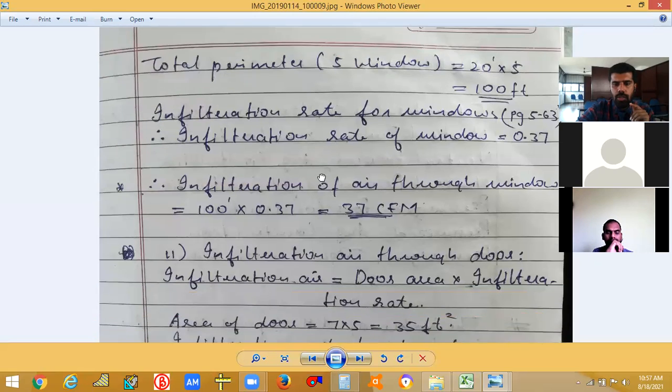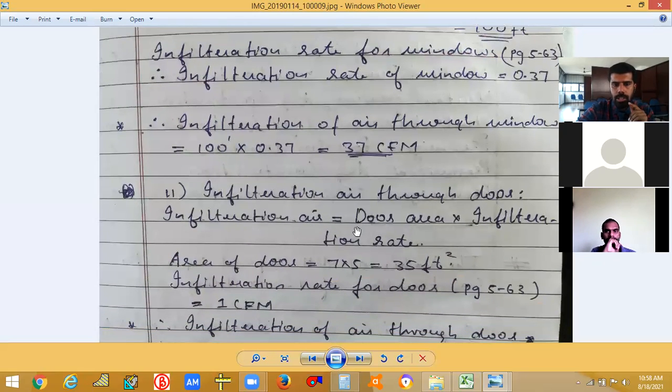Next one is infiltration of air through door. The same formula: infiltration of air through door is equal to door area into infiltration rate. The area of the door we already know is 7 into 5, equal to 35 feet square. It is already a given value. Now the infiltration rate for door, from the same page number 5.3, you will get 1 CFM. So the infiltration rate of door is 1 CFM, even if it is a non-residential door. If it's a residential door, the infiltration rate of the door is 0.5 CFM.